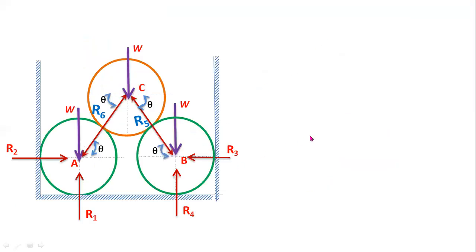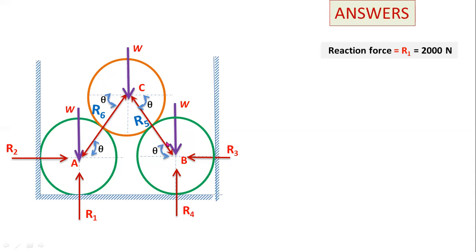From this diagram we can observe there are 6 contact points. So you have to calculate 6 reaction forces. I got 6 reaction forces from 3 cases. From cylinder C, I got R5 and R6 forces. From cylinder A, we got R1 and R2 reaction forces. From cylinder B, we got R3 and R4 reaction forces.